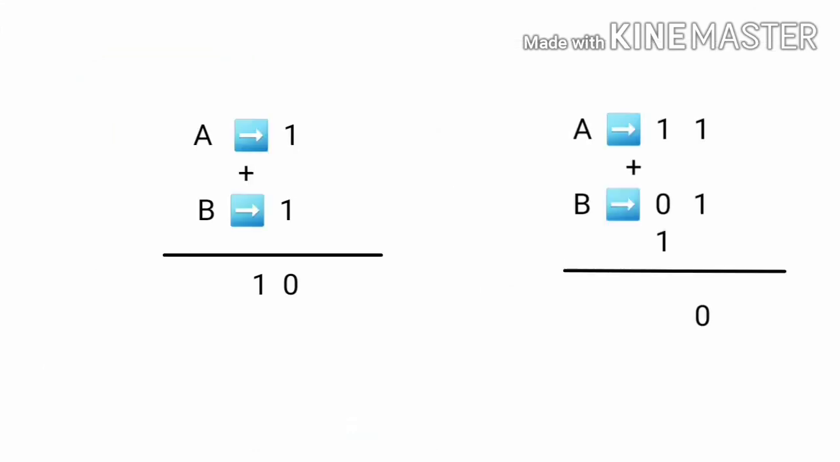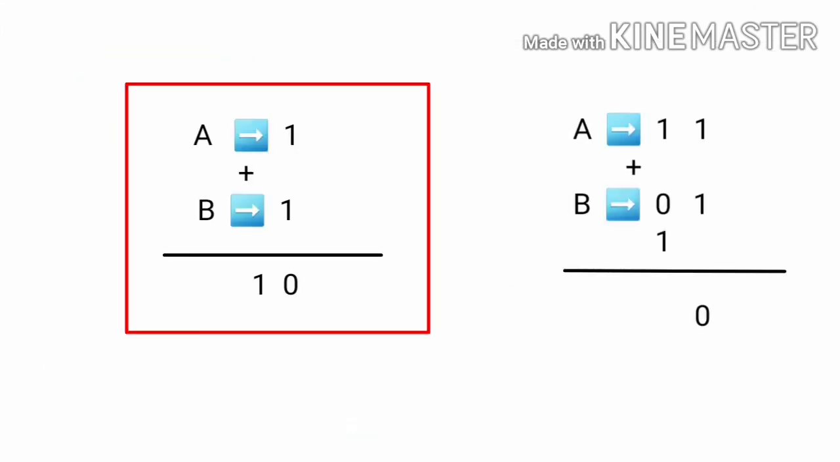Now just consider one example of half adder. A has single bit number 1, B has single bit number 1. When we perform addition of these two numbers 1 and 1, we get the result 1 0, because when we add 1 plus 1, we get sum 0 and 1 is the carry.